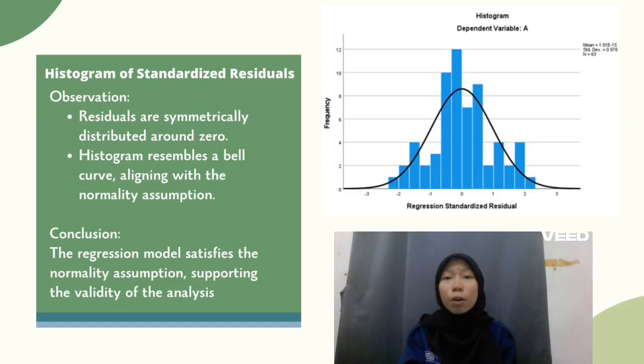There are two graphs. First, the histogram of standardized residual. From observation, the residuals are symmetrically distributed around zero. The histogram resembles a bell curve aligned with the normality assumption. To conclude, the regression model satisfies the normality assumption, supporting the validity of the analysis.